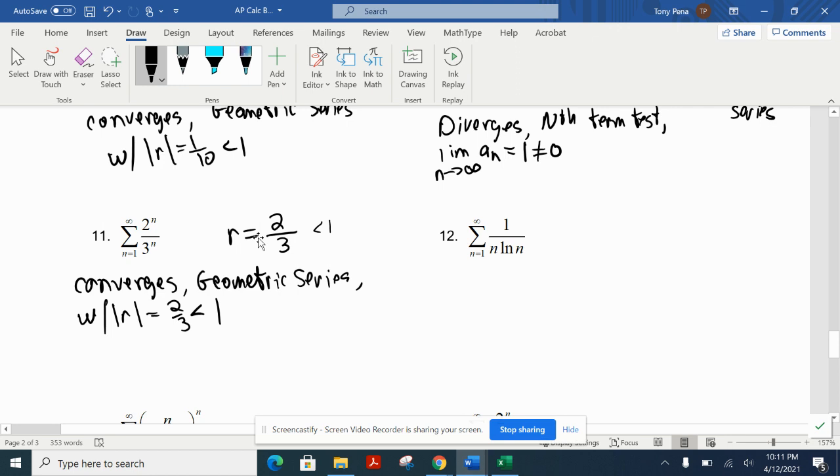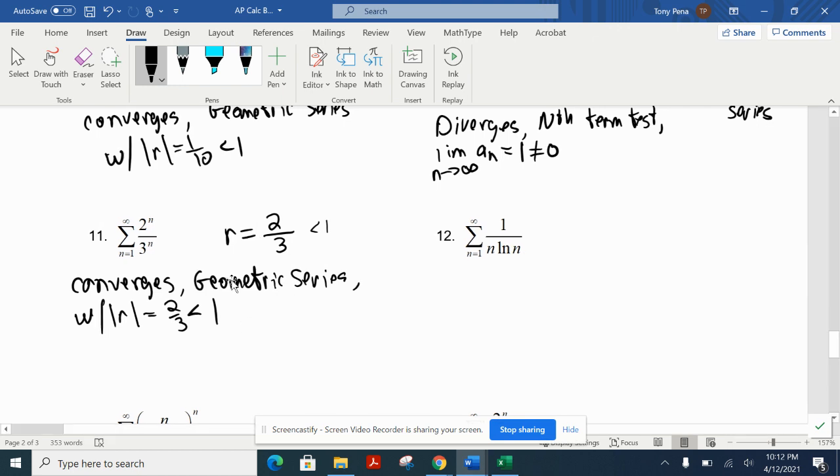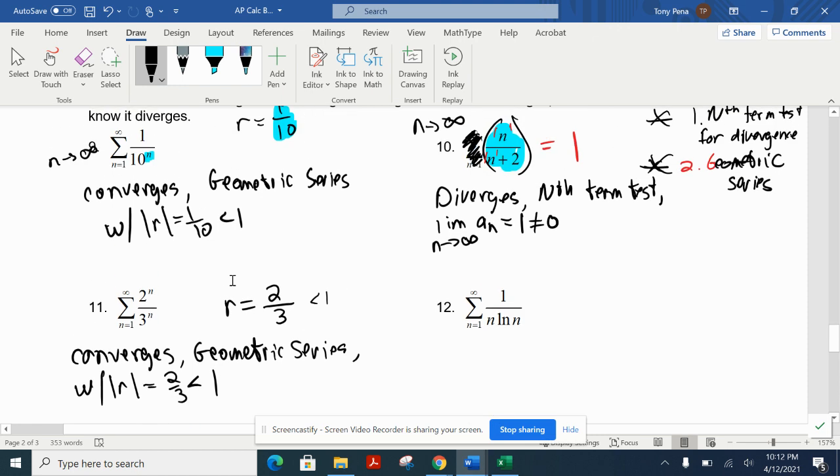All right, number 12, 1 over n natural log of n. As we look at this, let's first make sure it passes the nth term test. So as n goes to infinity, the faster growing function is on the bottom. So this definitely passes the nth term test, so it goes to 0. So that kind of sucks, because that means we need to do a little more work.